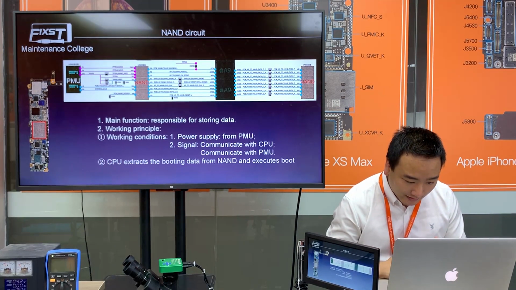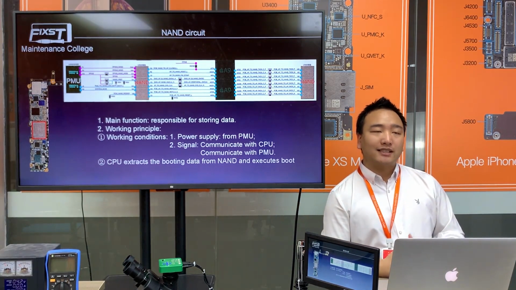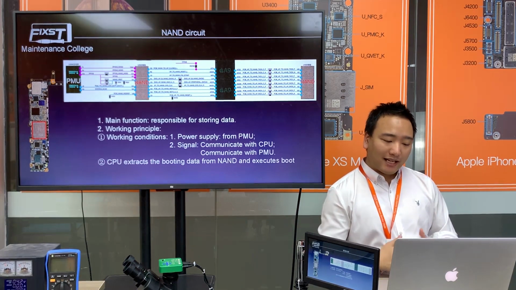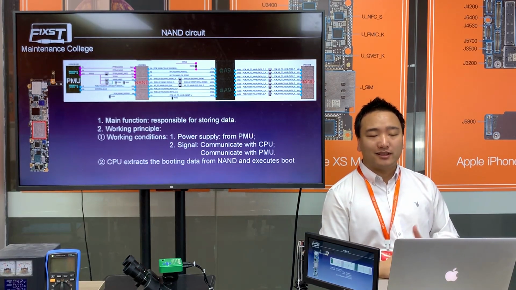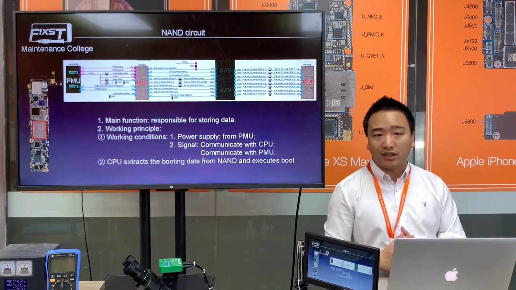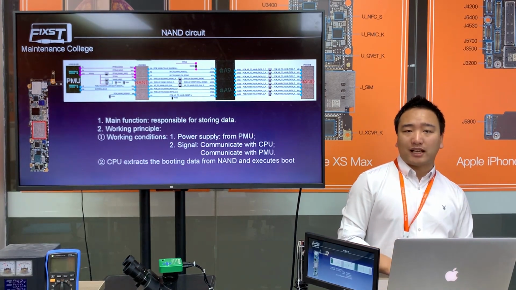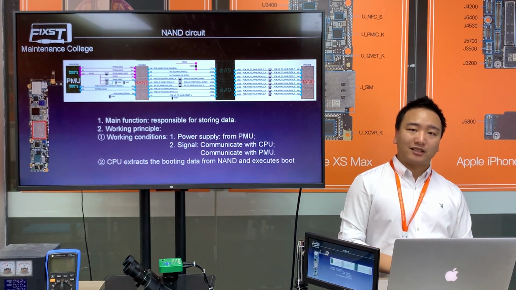And it also needs signals. One signal is to communicate with the CPU, because the NAND's reading and writing of data is controlled by the CPU. The CPU writes the data and keeps it in the NAND. And when we need to use the information, the CPU reads the data from the NAND and sends it to the RAM, and we can use it. Okay, the NAND theory is very easy.